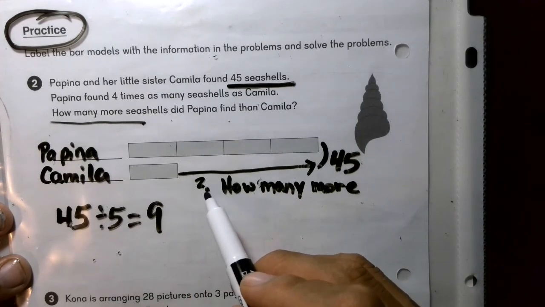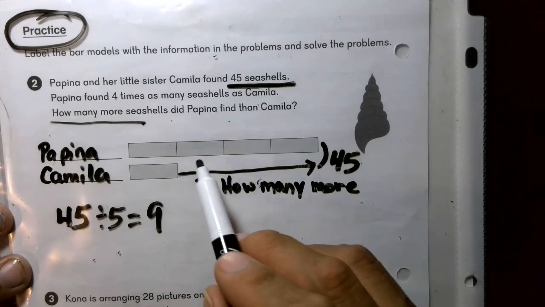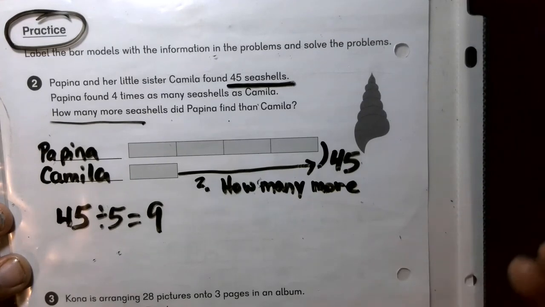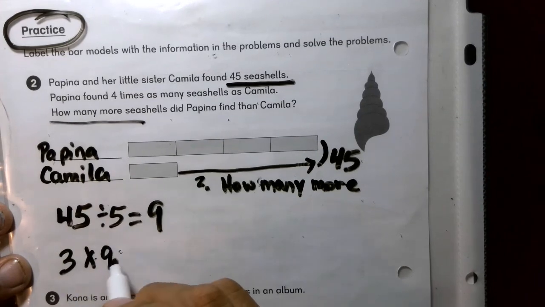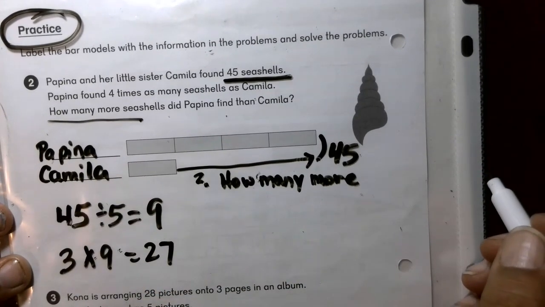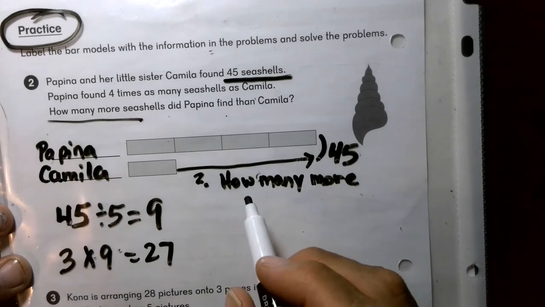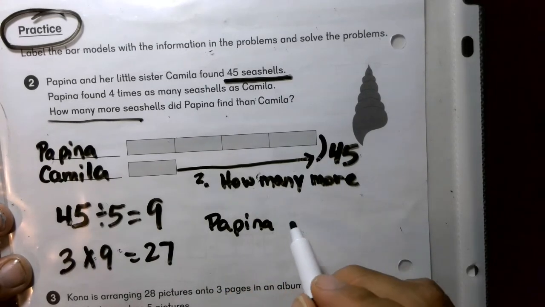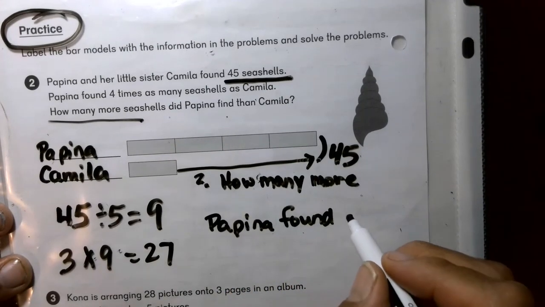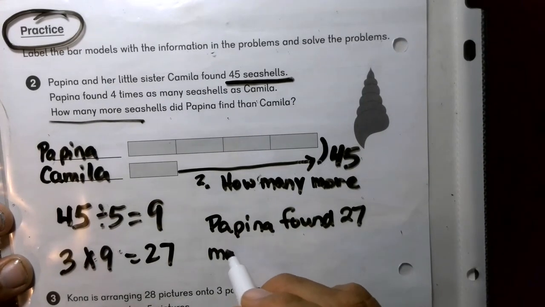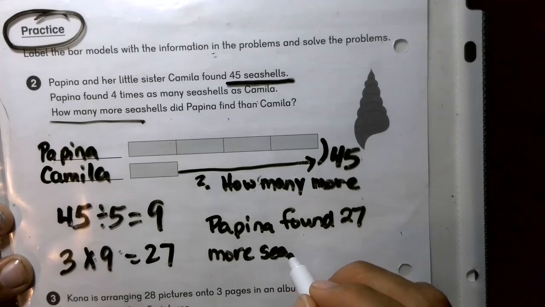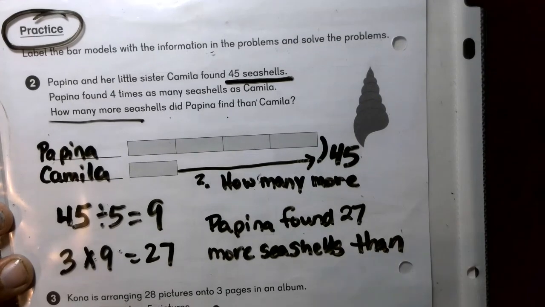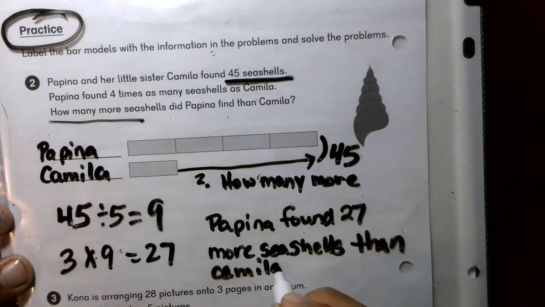Now, let's look at the missing part. Right here, where the question mark, I drew a line. And how many units are there? 1, 2, 3. I have 3 units. What do you think I'm going to do there? I'm going to take 3 units times 9, and that's 27. Now I can answer the question. Peppina found 27 more seashells than Camilla. Period.